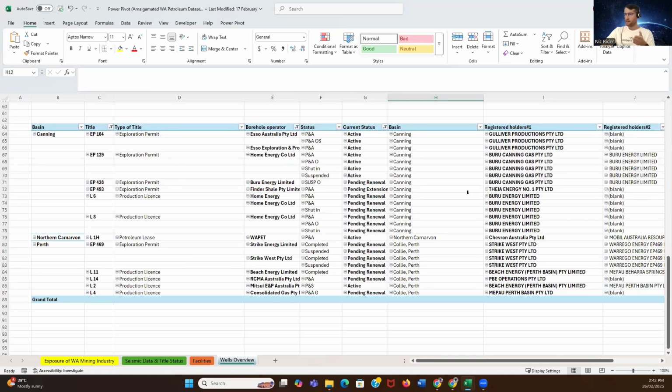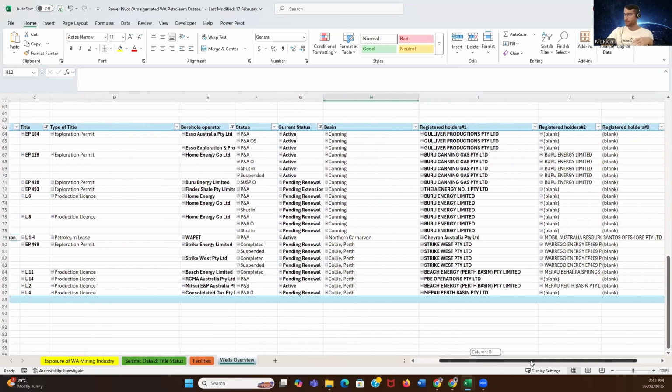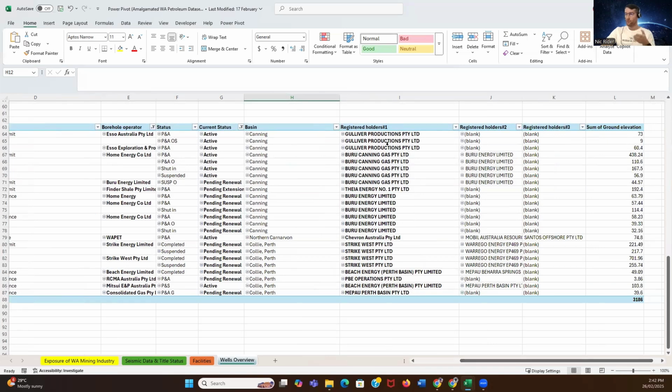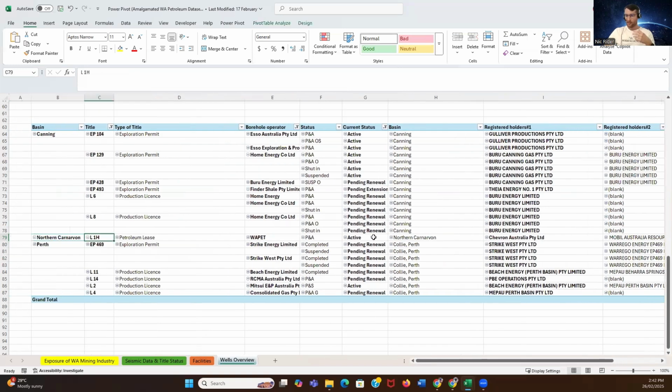Okay, and the last one down here, more of the same, uncovering what's going on on each particular lease by basin, and then having a look at who the operator is or the registered leaseholder. A lot of these are joint venture partnerships, so you can see here that Chevron, Mobil and Santos have got an active joint venture partnership in the Northern Carnarvon. And that's L1H, it's a petroleum lease, borehole operator WAPET, and P&A is the status. So it just allows you to have a look and see what's up.